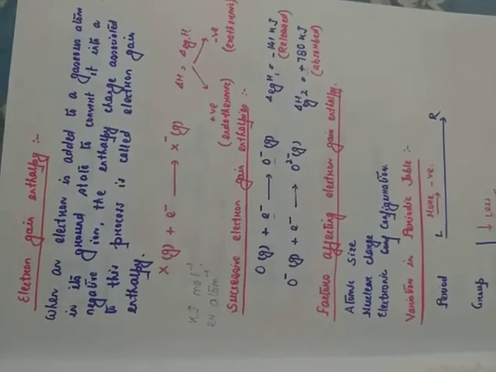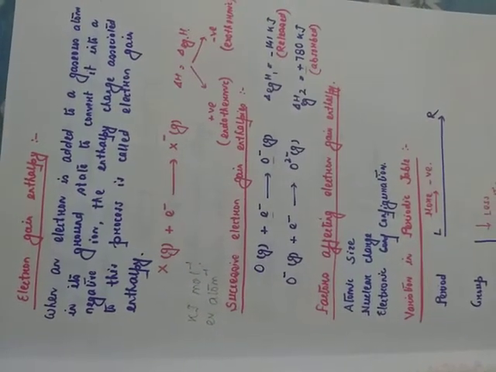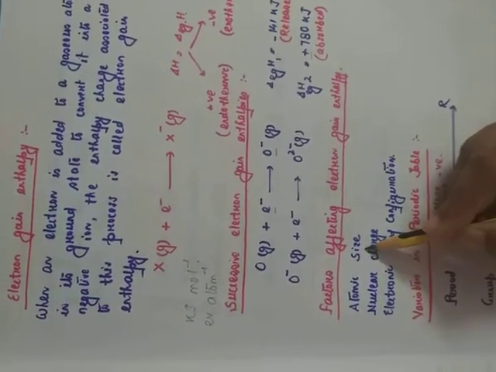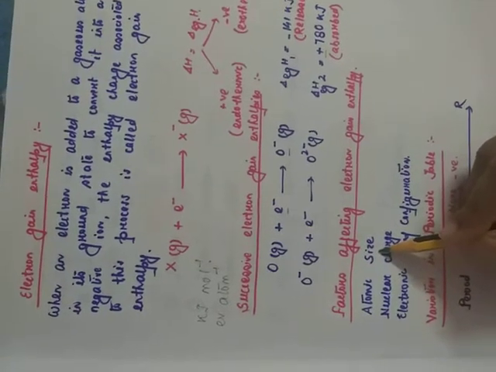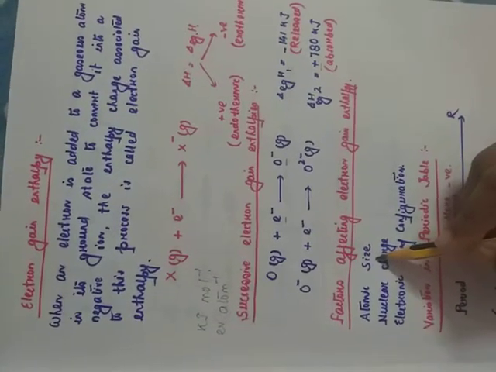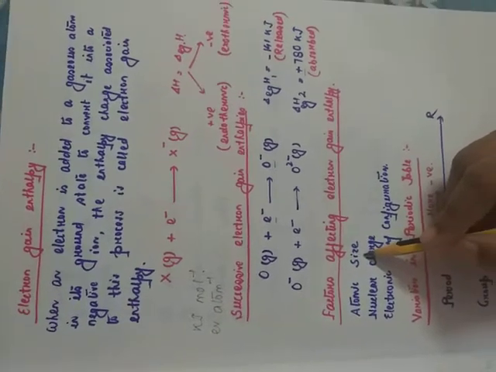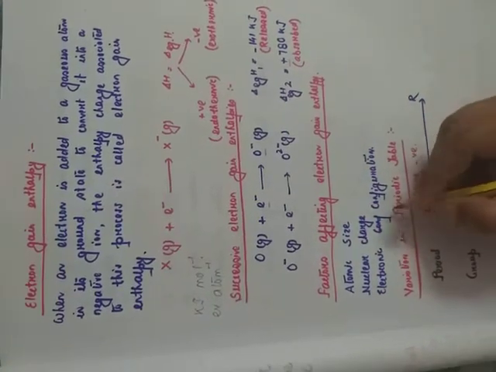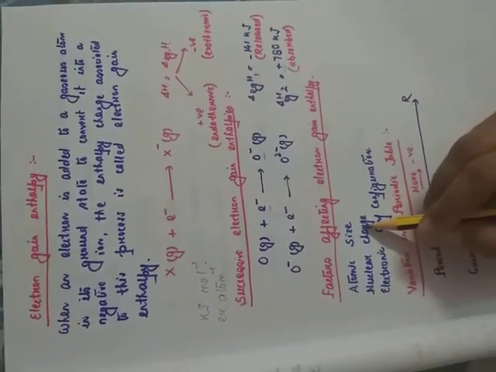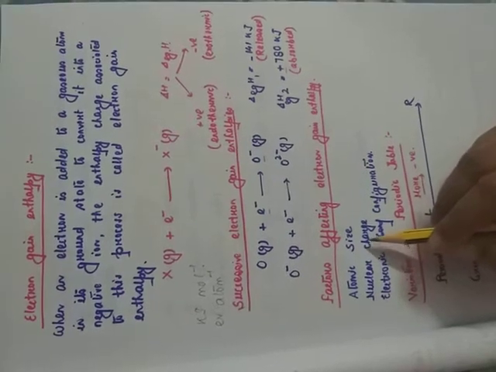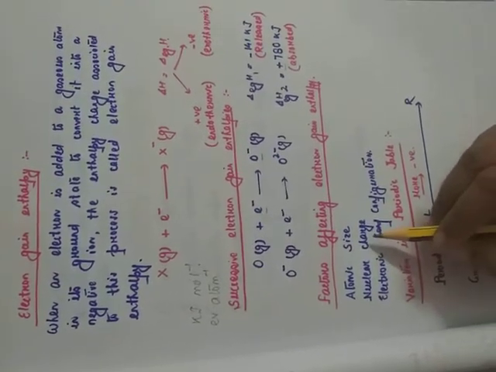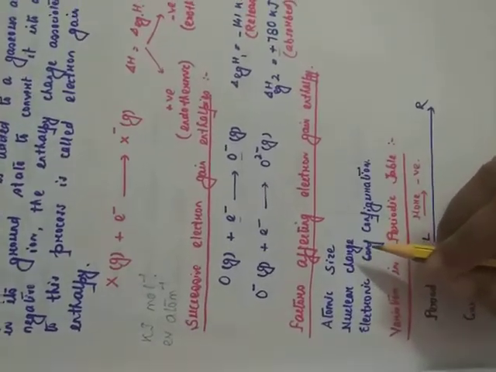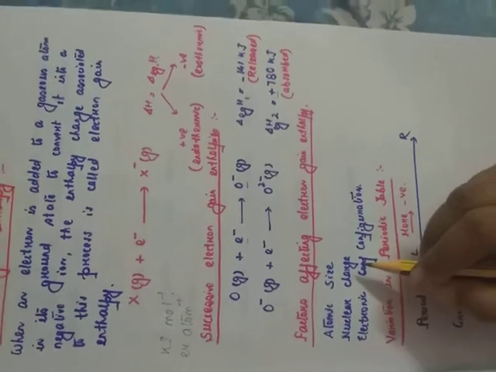The factors that affect the electron gain enthalpy are: number one, atomic size. As the atomic size increases, the distance between the nucleus and the outermost shell increases. The force of attraction between the two decreases, hence the electron gain enthalpy becomes less negative. Next one is nuclear charge. As the nuclear charge increases, the force of attraction between the nucleus and incoming electron increases. So the electron gain enthalpy becomes more negative.